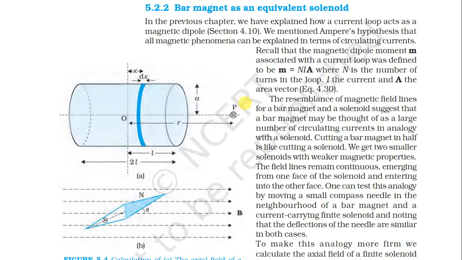I'm Moheshwara. Today we are discussing Class 12 Physics, Chapter 5. In this lecture we will discuss the bar magnet as an equivalent solenoid. So see here, this is our solenoid.